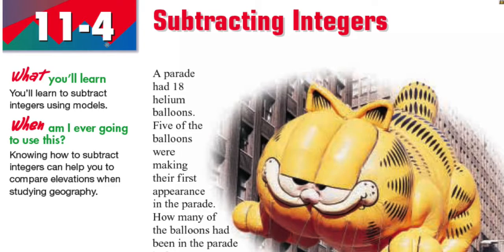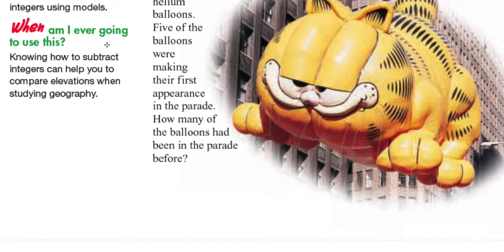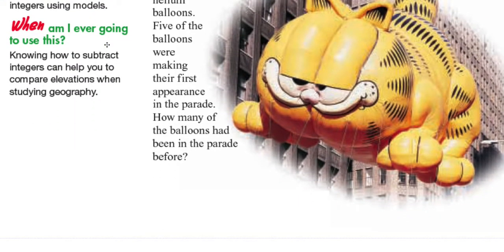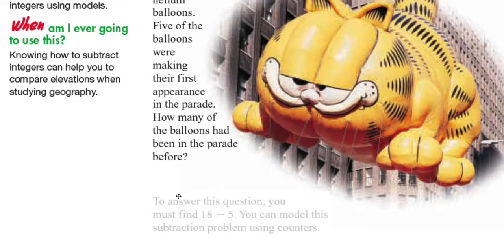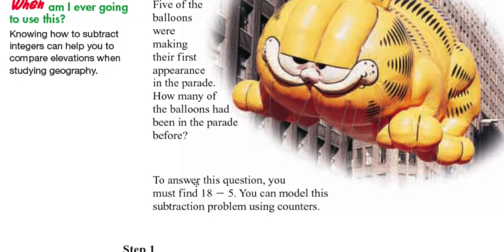So a parade had 18 helium balloons. 5 of the balloons were making their first appearance in the parade. How many of the balloons had been in the parade before? So we want to solve this by subtracting. So to answer this question, you must find 18 minus 5.